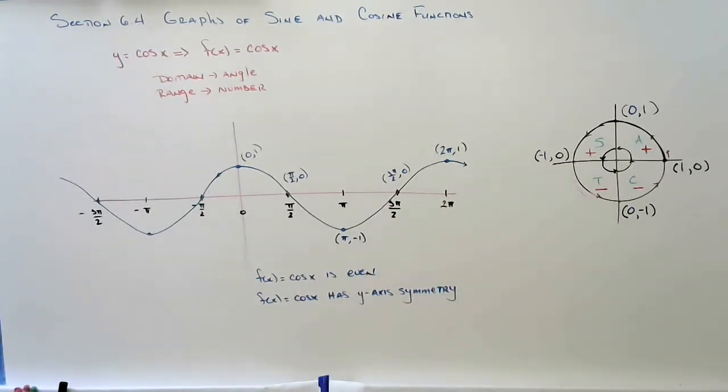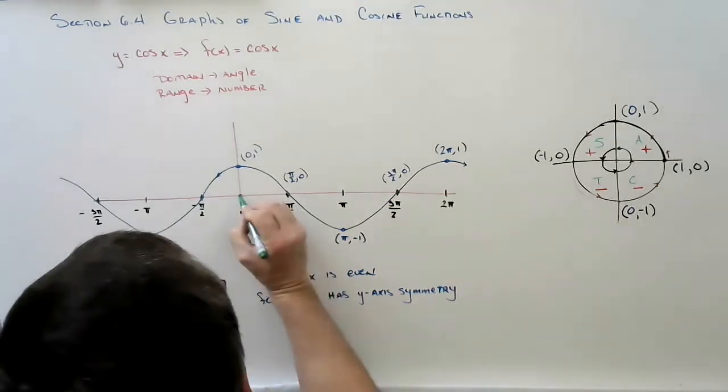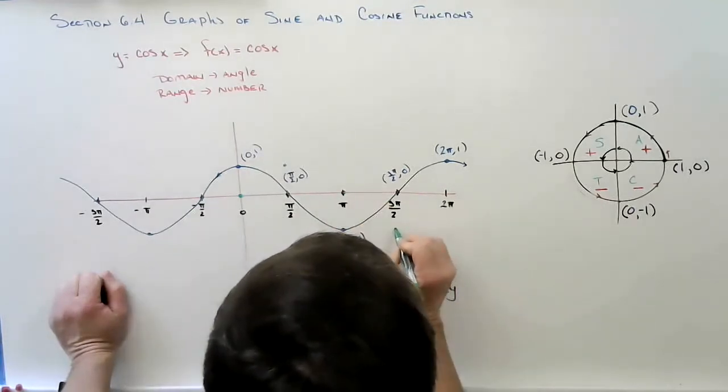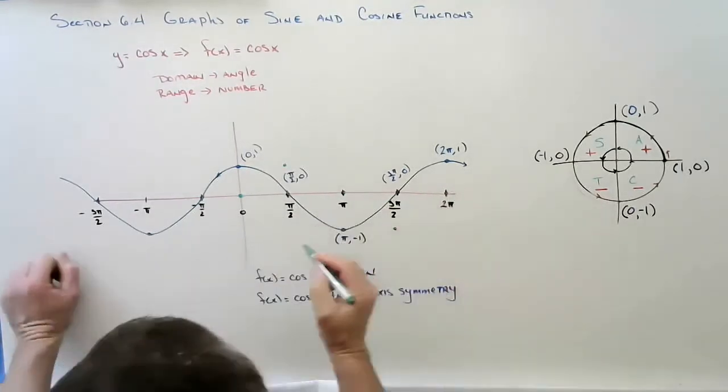And we're going to keep in mind that cosine is even. It has y-axis symmetry. Sine is odd. It has origin symmetry. Cosine is even, sine is odd. And we'll keep that in mind as we draw our graphs. Now, if we put the sine curve on top of this, the sine curve started here and went through here, then went through here, was -1 here, and was 0 right there.